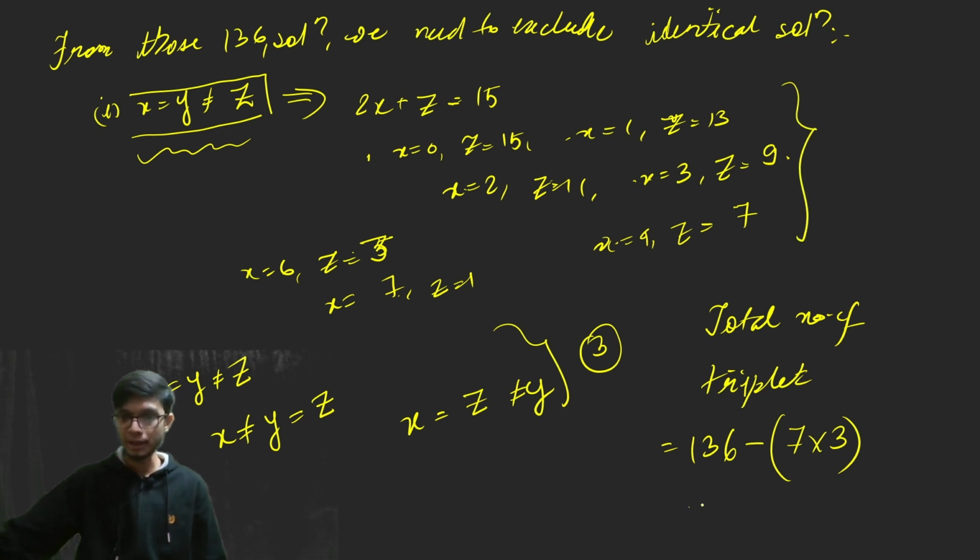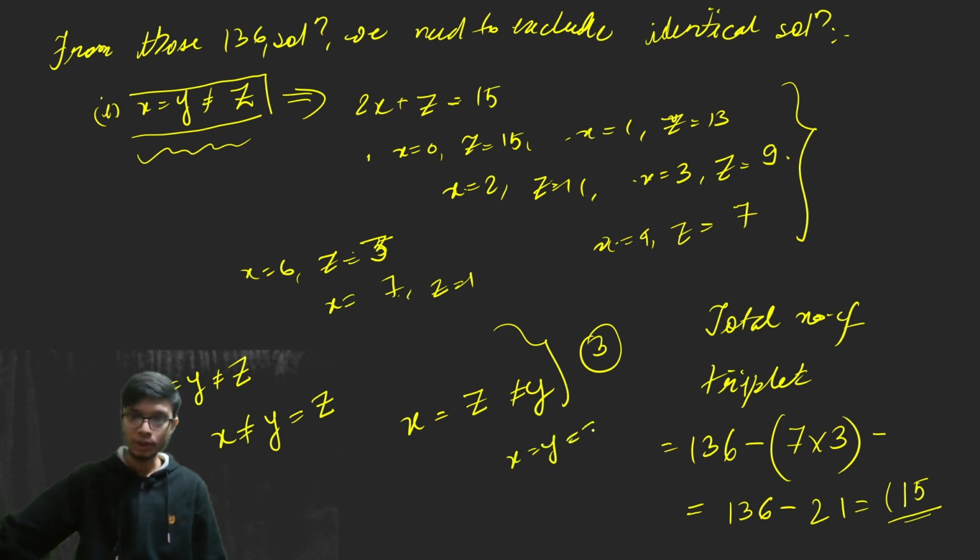So that is 7 into 3, and the value will be coming out as 136 minus 21, and from this you will get the result as 115. Okay, so from here you will actually get the result as 115, but that also excludes one more important result, that is when x is equal to y is equal to z.